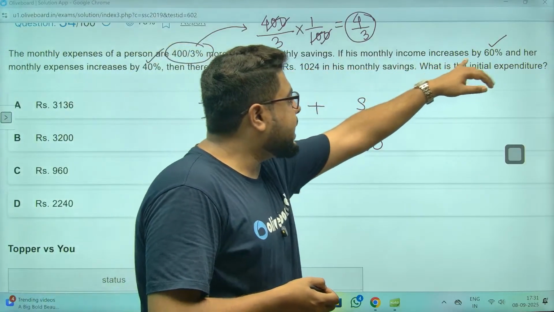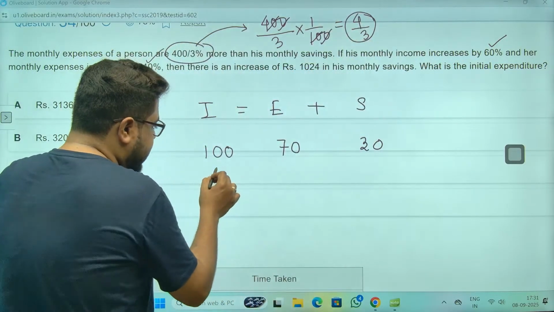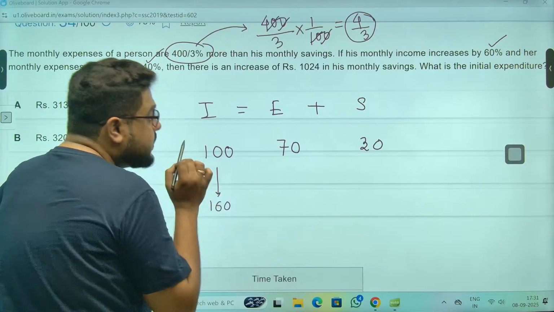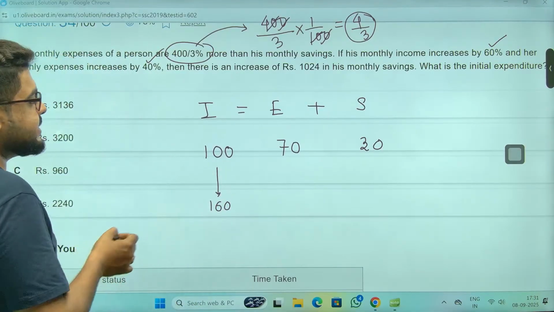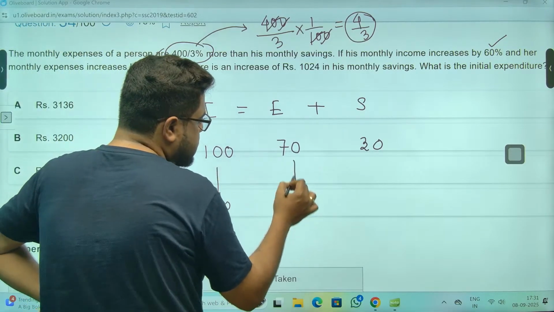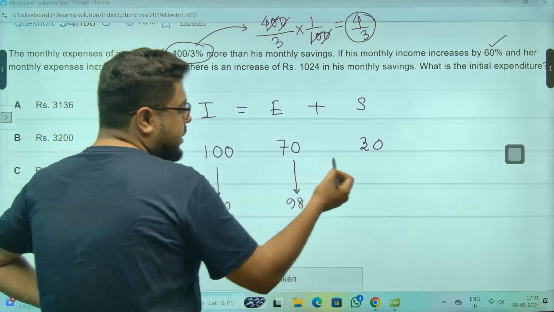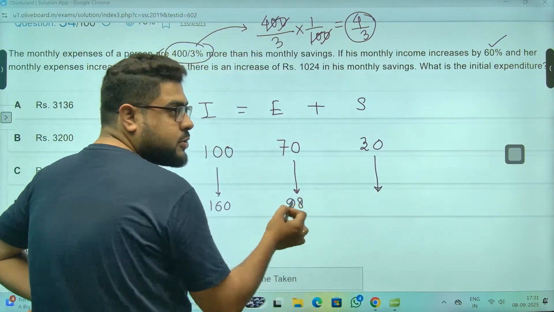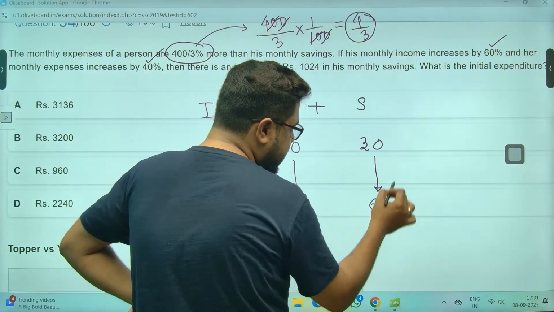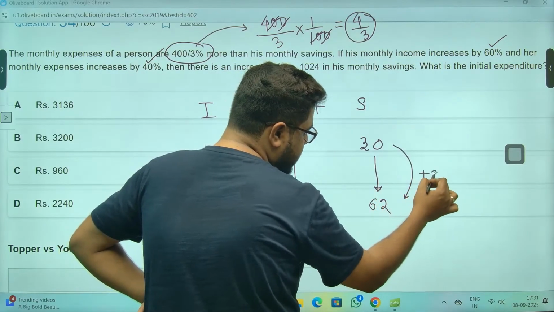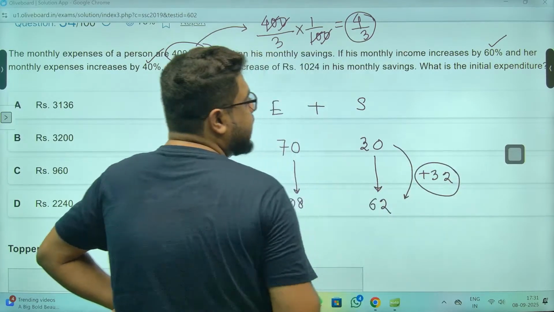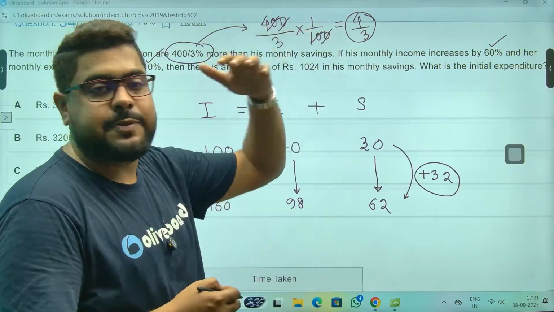Now monthly income increases by 60%, so it becomes 160. Expenses increase by 40%, so 4 sevens are 28, meaning it becomes 98 rupees. What will be the savings? Minus kar do. So that means 62 rupees. Increment in savings is 32 rupees. Right? What was the initial expenditure?